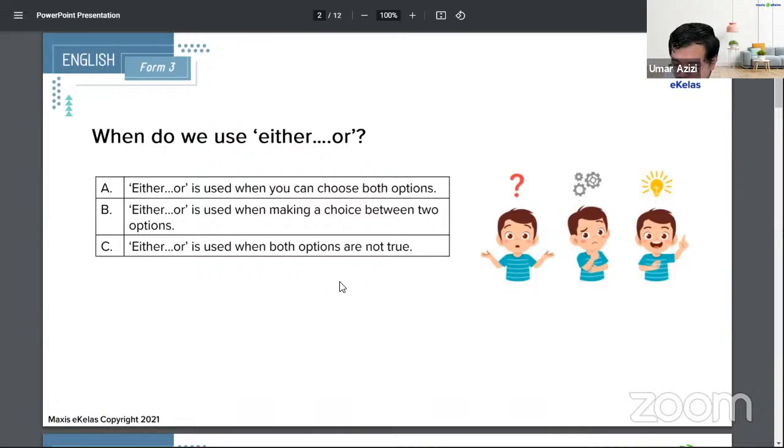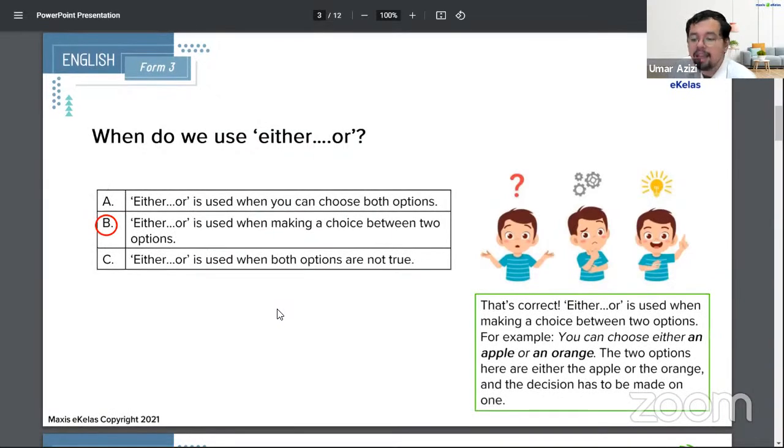So we're getting answers here. B, either or is used when making a choice between two options. I think that's a good try, good attempt. Yes, B. An example is you can choose either an apple or an orange, and the decision has to be made on either one. So either orange or apple.